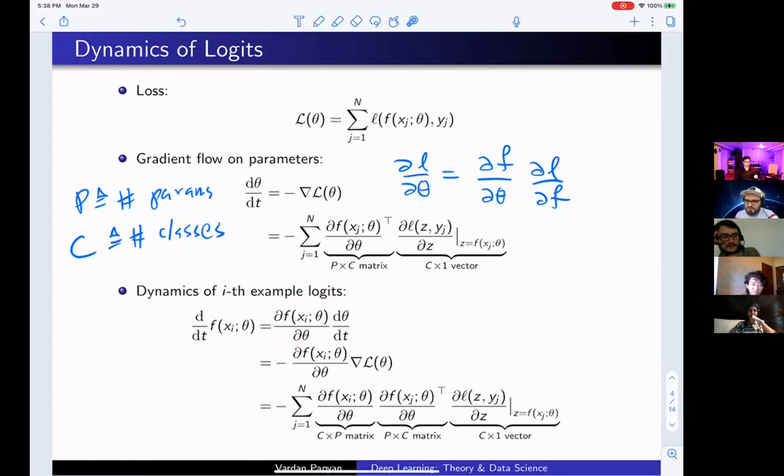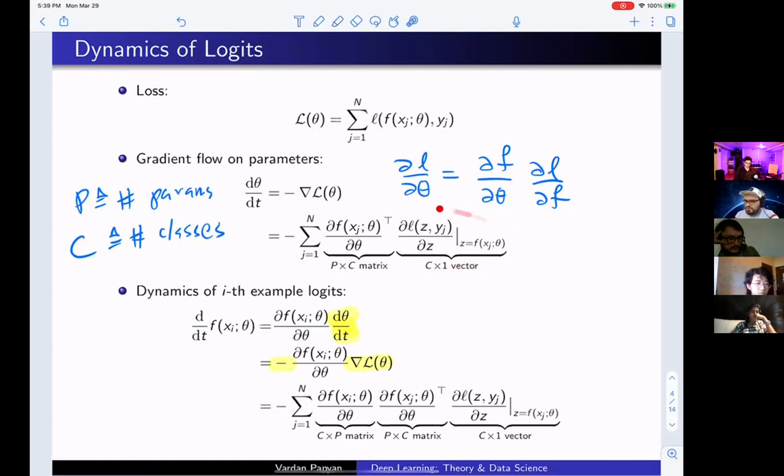Now, at this point, what we're going to do is we'll just plug in the derivative of the parameters with respect to time based on the previous equation. So the derivative of the parameters with respect to time is minus the gradient. If you plug in minus the gradients instead of this, you get this equation, right? Now, at this point, we're going to, again, use the above equation.